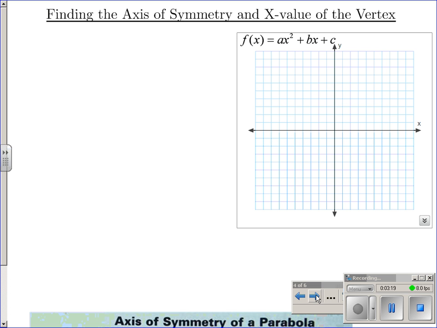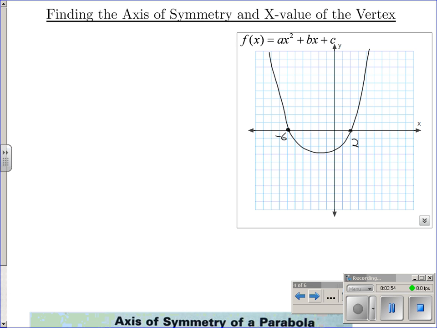All right, finding the axis of symmetry and the x value of the vertex. I have given you this formula before, but I want to show you where it comes from. If you just graph a generic parabola, I drew a nice one, but it's not where I want it, so let's move it. Close enough. It's crossing the x-axis here and here, at 2 and negative 6.